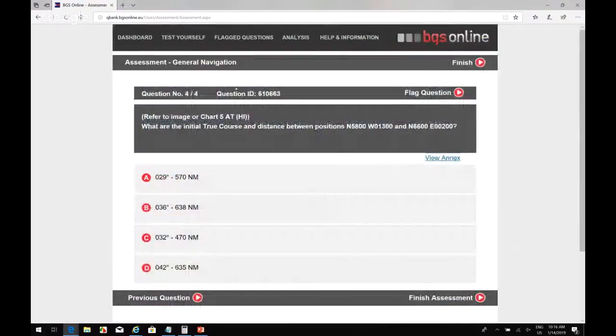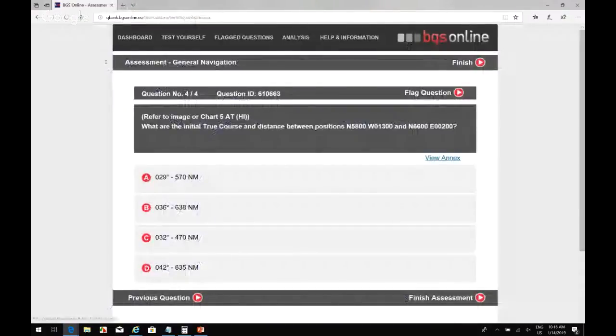What are the initial true course and distance between positions? Refer to image. I don't remember doing this question. Okay, this must have come later. Let's just click. What are the initial true course and distance between positions? 58, 66. We'll do that later.